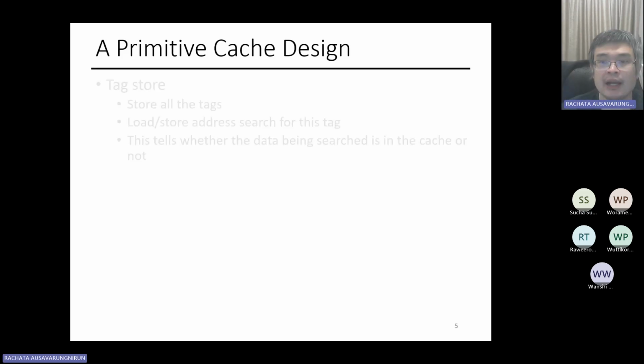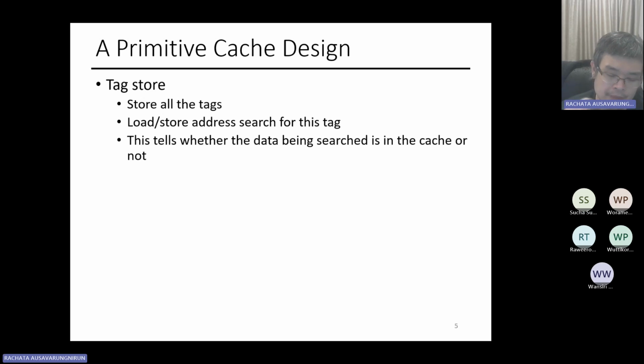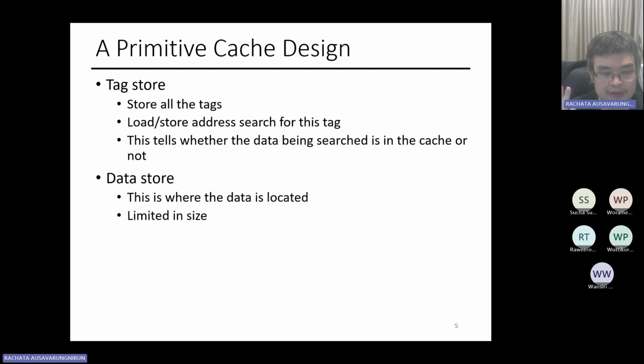All right. And for the really primitive cache design, you might be asking, okay, what's in the cache, right? It consists of two things. The first thing is the tag store, and the second thing I call the data store. Two weeks ago, I used the movie theater example, if I remember correctly. This time I'll use a different one.